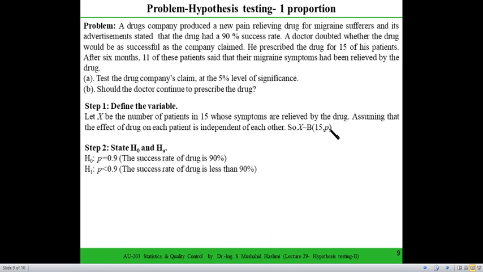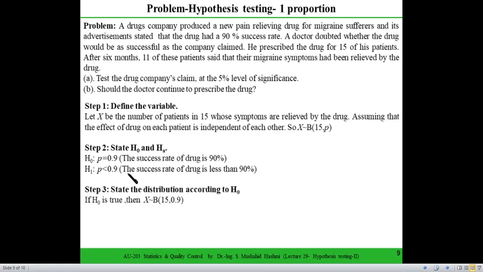The second step is to state the null and alternative hypotheses. The null hypothesis is always some equality. Here P is the parameter of interest, the population proportion, and 0.9 means the success rate of the drug is 90%. The doctor claims that the success rate is not 90%, that it is much on the higher side. The doctor doubted that it should be less than 90%. So the alternative hypothesis is what the doctor is doubting, which is less than 90%. These are the two statements we must put forward in hypothesis testing.